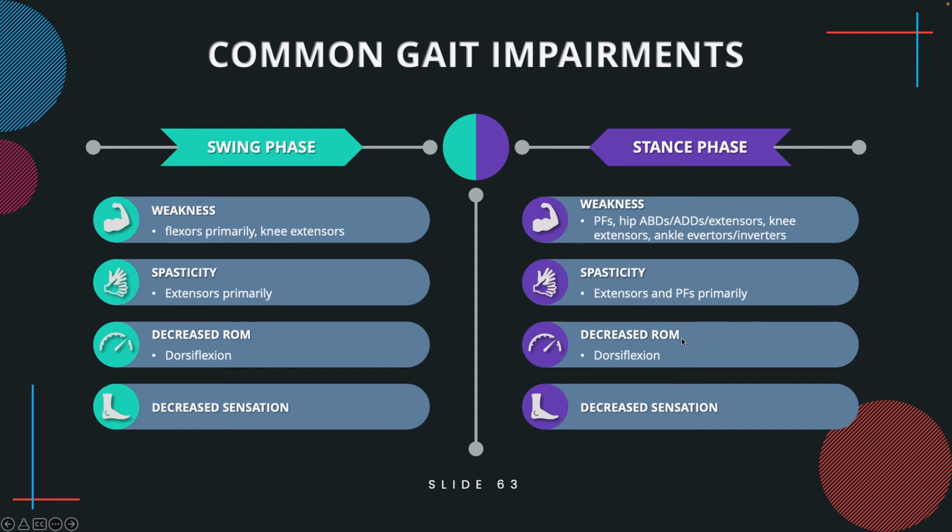And so commonly you are having to decide between, okay, I'm seeing this gait deviation. Is this due to decreased dorsiflexion range of motion, or is this potentially due to plantar flexor spasticity? And then again, same thing as swing phase, decreased sensation can interfere with timing and can interfere with placement, which can result in gait deviations throughout the stance phase cycle.